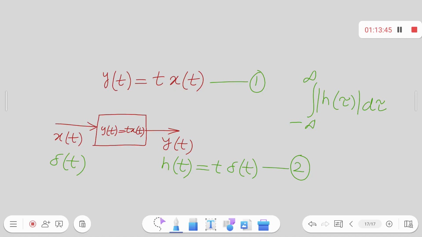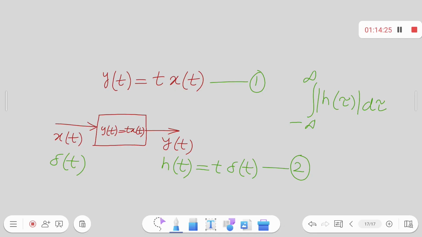But if you provide the input x(t) as, say, a step function u(t), instead of x(t) equal to delta(t), then you'll see that the output will diverge to infinity as t goes to infinity. So from one perspective, it gives you a false notion of having a BIBO stable system. From another perspective, it gives you a different notion. So here is the confusion.